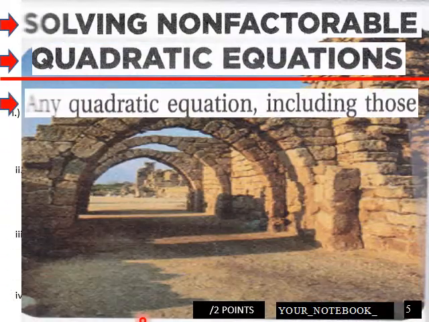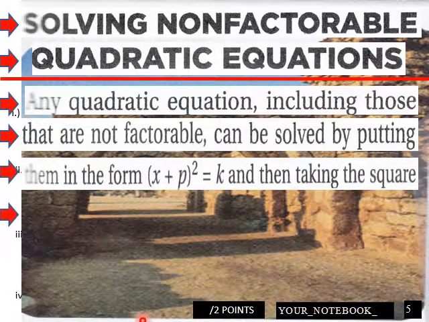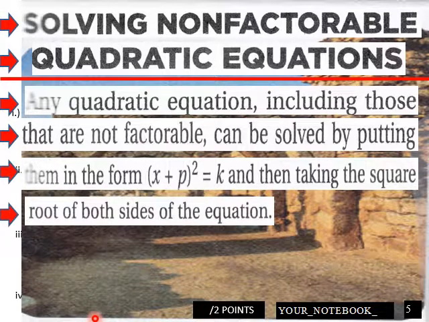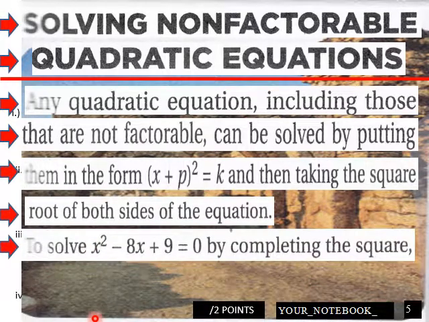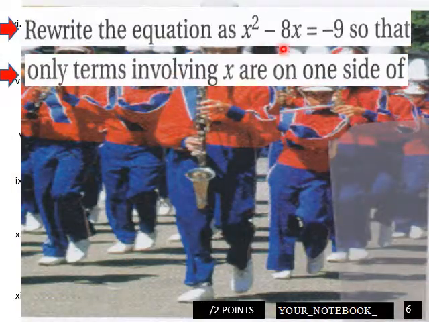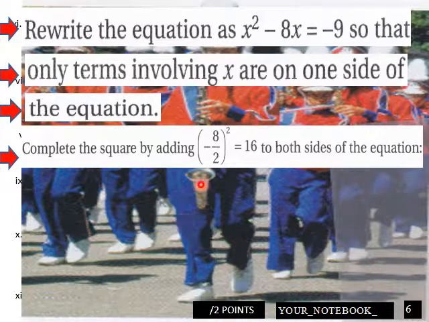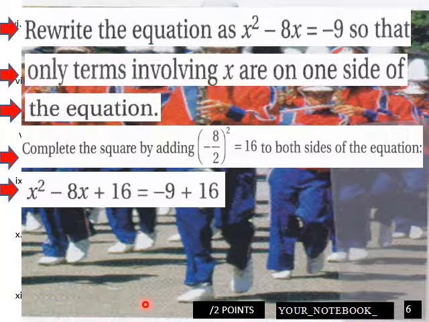Solving non-factorable quadratic equations. Any equation, including those that are not factorable, can be solved by putting it in the form x plus b squared equals k, and then taking the square root of both sides of the equation. To solve x squared minus 8x plus 9 equals 0 by completing the square, rewrite the equation like this, so that only terms involving x are on one side of the equation. Complete the square by adding negative 8 over 2 squared, which equals 16, to both sides of the equation.